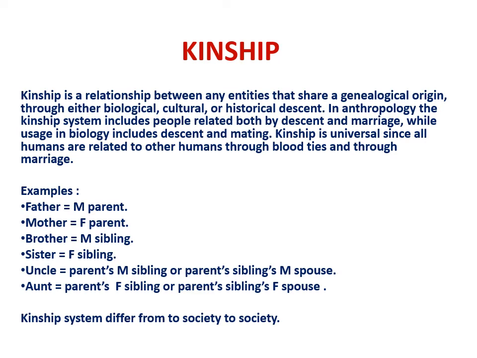The next topic for the semantic relationship is kinship. Kinship is the term to cover the words used for human relations through blood ties and through marriage. The examples for this are father, mother, brother, sister, uncle, aunt. And other groups with in-law: father-in-law, mother-in-law, brother-in-law, sister-in-law.